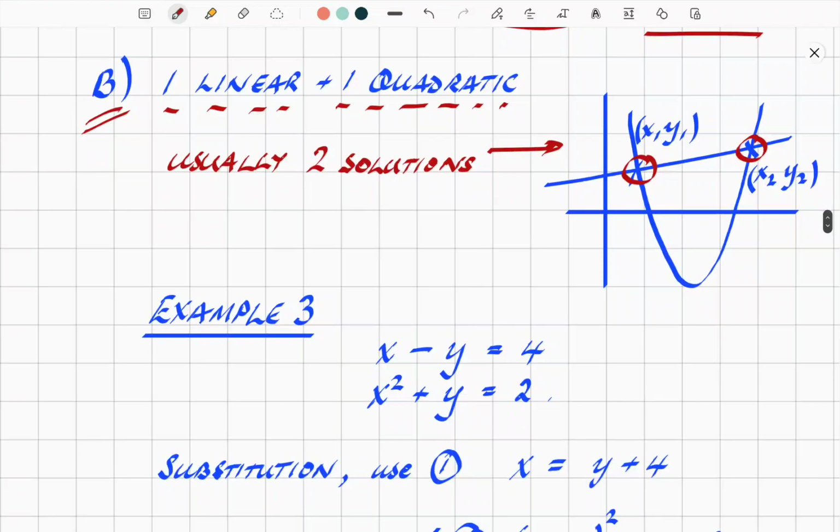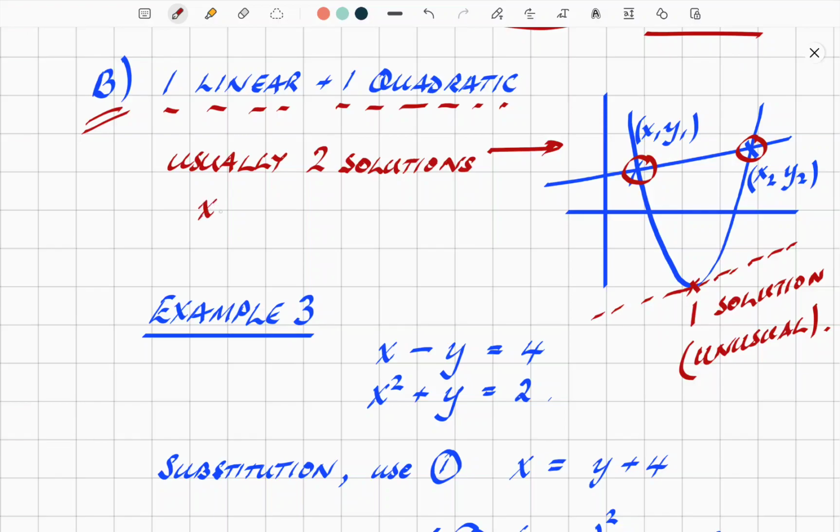And one exception to that, I could have something that is a tangent along there. And you could, if it's a strange question that they decide to set, you could end up with just one solution. But that is more unusual as far as GCSE questions are concerned. All right. So usually two solutions.